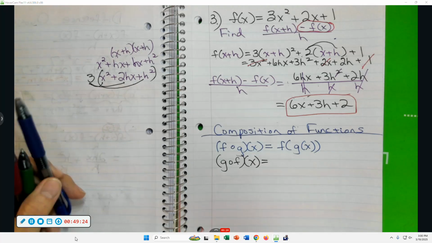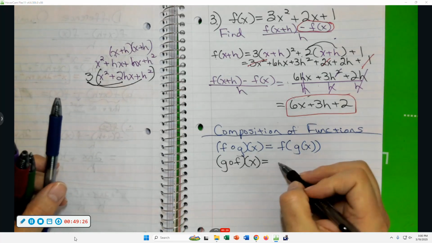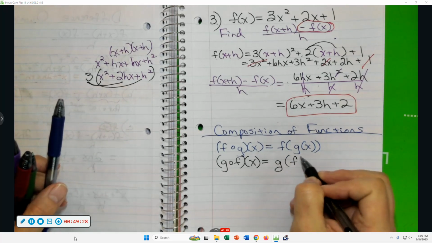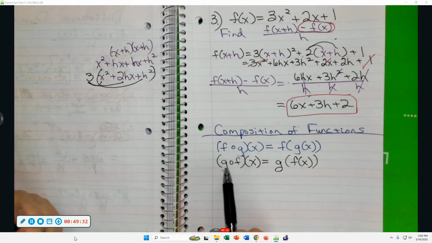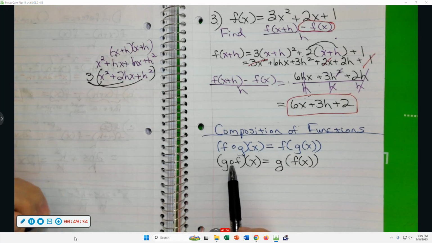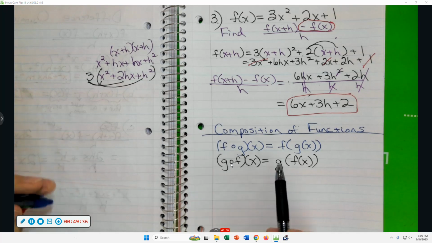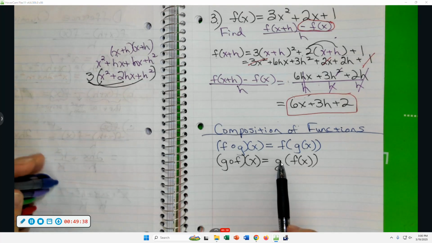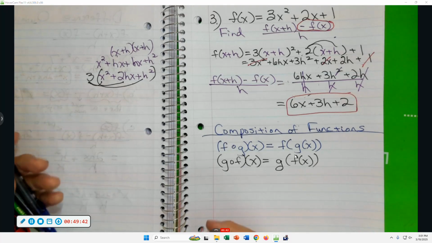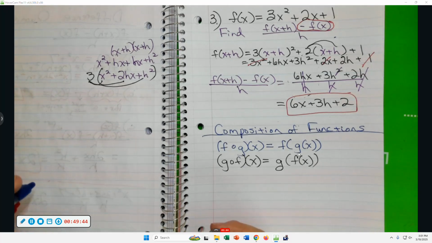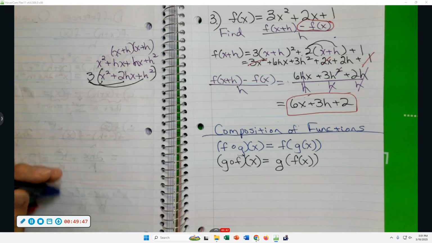That would be g on the outside, and f of x on the inside. When you're writing composition notation without the little o, the outside function is the function that goes on the outside. The inside function is the function that goes on the inside. Let's look at number 4.